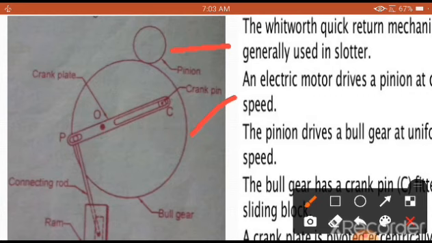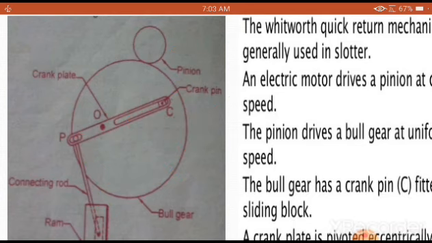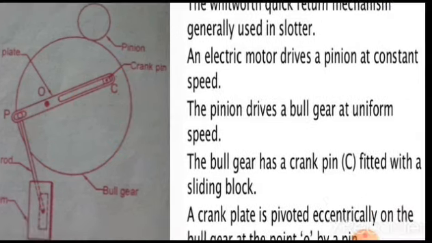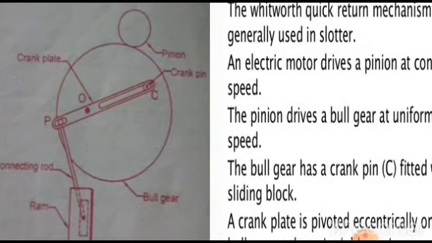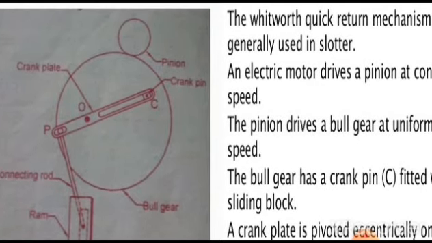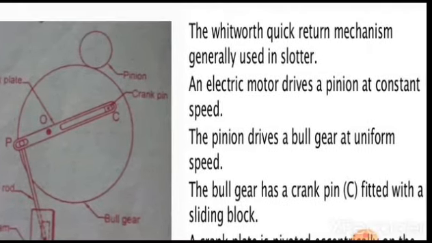As the bull gear starts rotating, through the crank, this crank pin which you are going to see, there is a continuous movement of this mechanism. Due to that, the stroke is given to the ram which you see here. The pinion drives the bull gear at uniform speed. Whatever the speed is, it should be uniform.